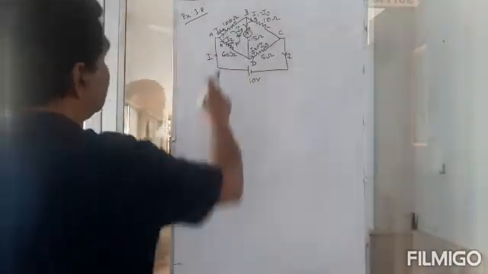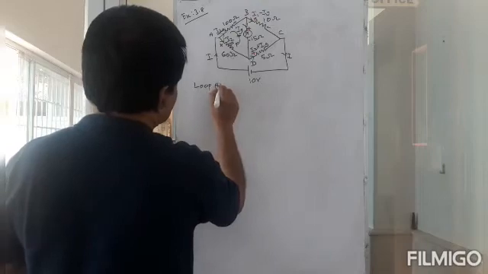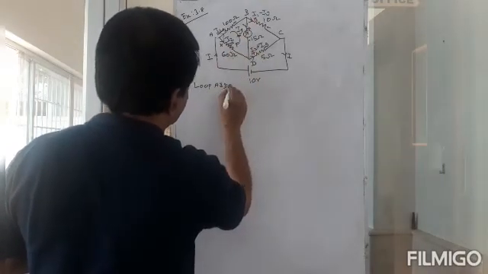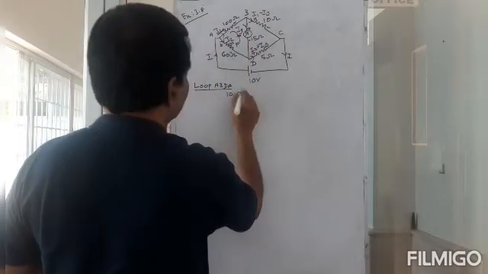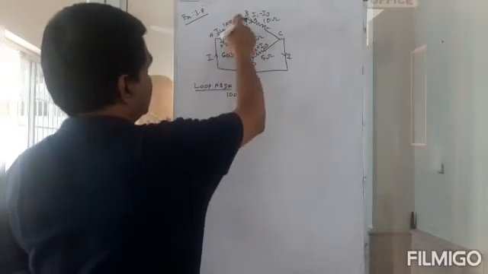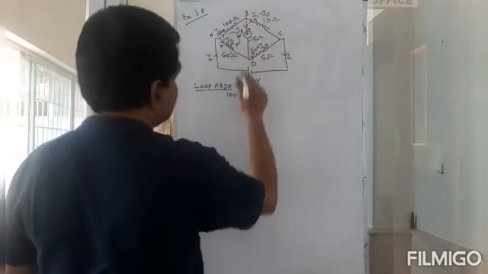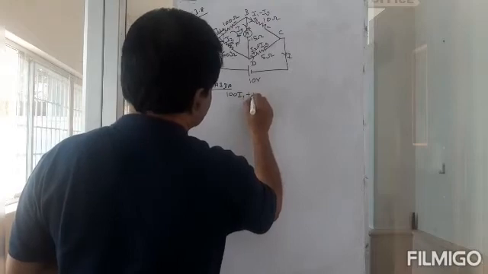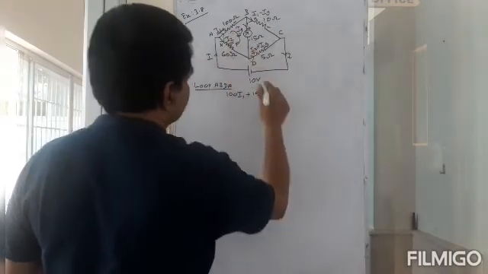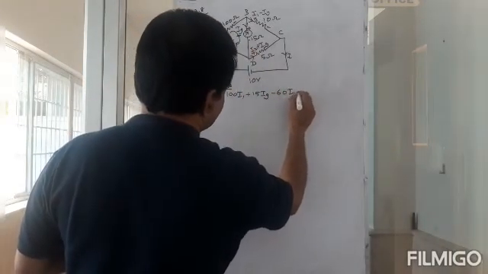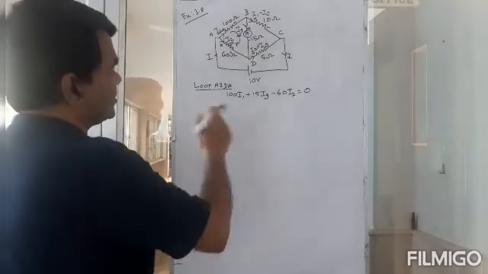Let me take this loop A, B, D, A. What will happen here? I1 into 100, so 100 I1, that's positive because I'm entering the positive terminal. I enter this also at the positive terminal, so Ig into 15 is 15 Ig, positive. Then I come here, and it is 60 into I2 but negative. Minus 60 I2 equals 0. That's the first equation.